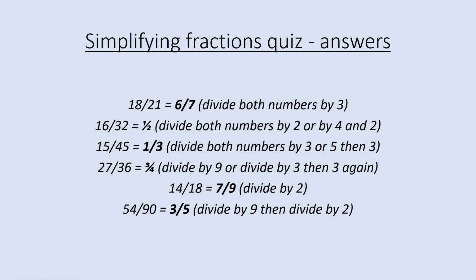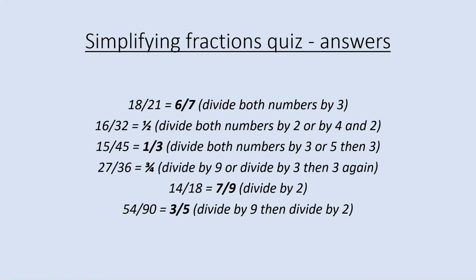27/36 would simplify down to 3/4. So I could divide both numbers by 9. 27 divided by 9 equals 3, and 36 divided by 9 equals 4. I can also divide both numbers by 3. 27 divided by 3 equals 9, and 36 divided by 3 equals 12. So that would give me 9/12, and then I would divide both numbers by 3 again to get me down to 3/4.